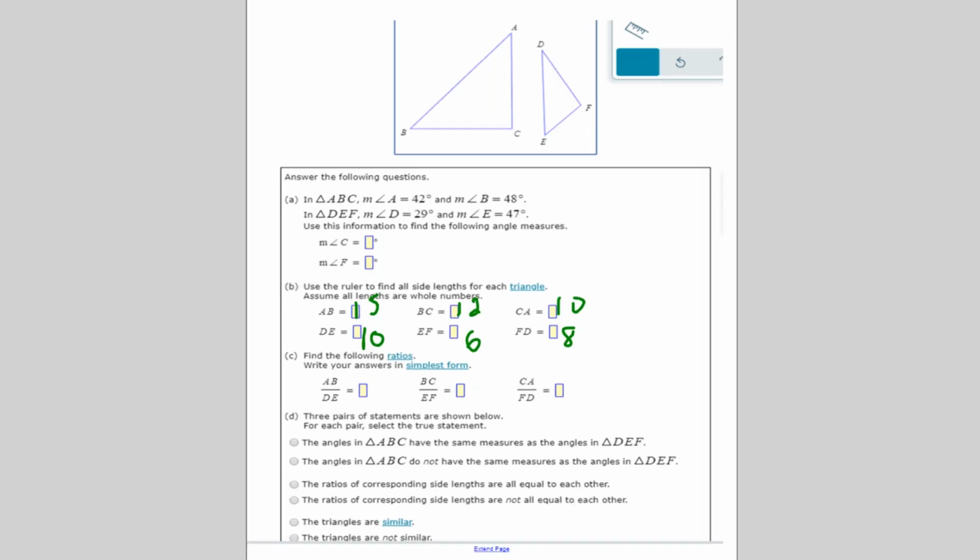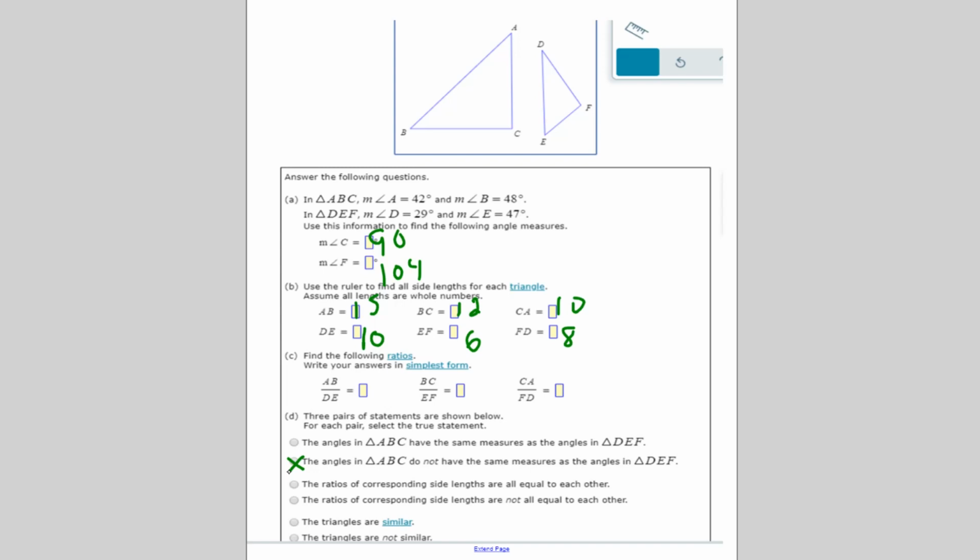Okay, in this example, we have, again, two triangles, and we're trying to determine if they are similar. You'll notice the angles in A, in this case, are different. So the first one, I'm going to take the 42 and the 48 away from 180, and I get 90. The second one, I take the 29 and the 47 away from 180, and I get 104. So notice those are not the same, so I'm going to mark off that those angles are not the same in part D.